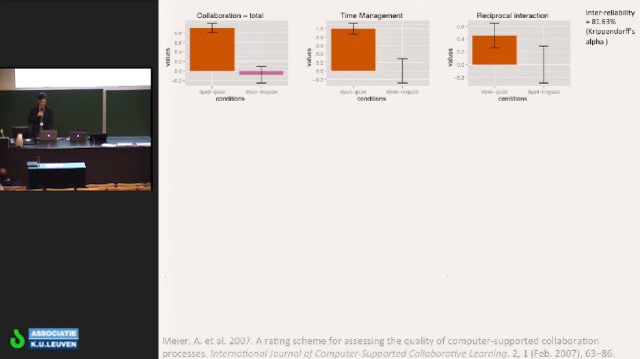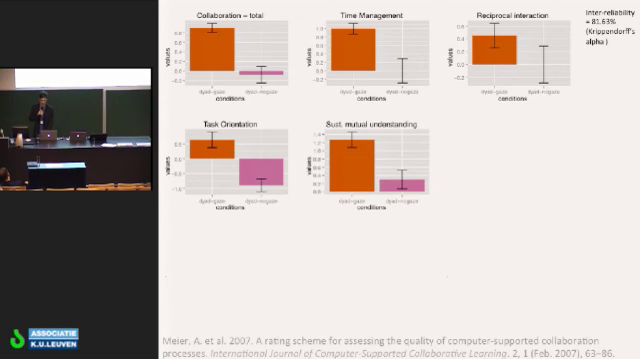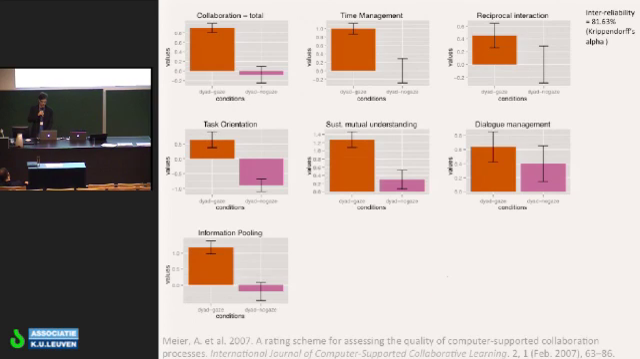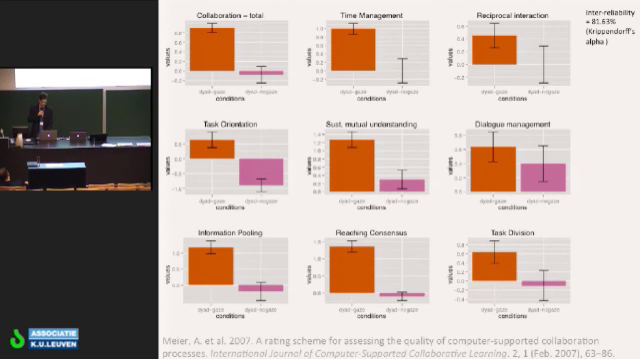You have 8 subdimensions, and you give a score for each group between -3 and +3 on those subdimensions. I'm not going to describe those results, but I want to mention what those subdimensions are, because I actually use them to build the networks that I'm going to describe afterwards. So you have time management. Did people finish the task on time? Did they have reciprocal interactions? Were they oriented toward the task? To which extent did they sustain mutual understanding? How did they manage dialogue? How do they pool information for the task? Did they reach a consensus at some point? And how did they divide the task?